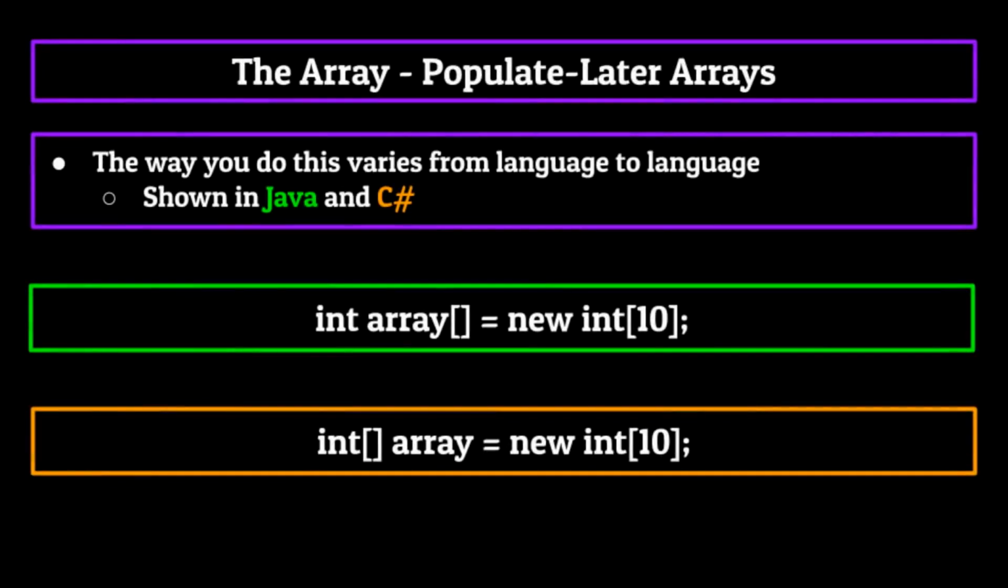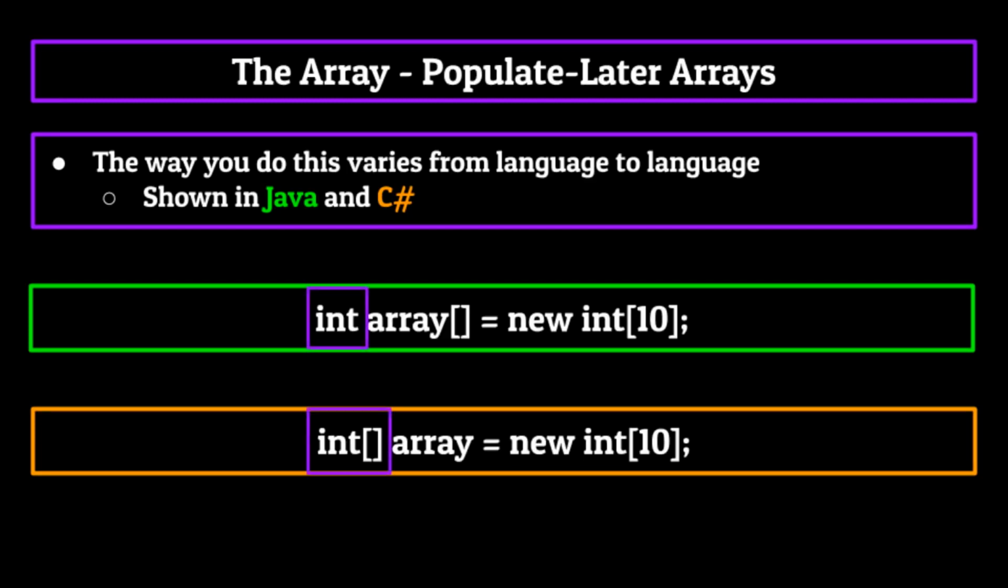Shown on your screen now are 2 ways in which we can do this in Java and C#. Now you'll notice that there is no Python section because creating populate later arrays is not conventionally possible in the base version of Python without the use of more advanced data structures or packages. You can see, however, with Java and C#, that just as with the other example, there are slight differences in the syntax on how we do this, but it generally follows some set pattern.